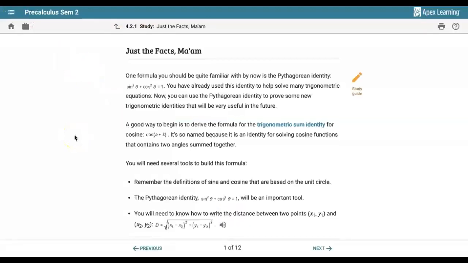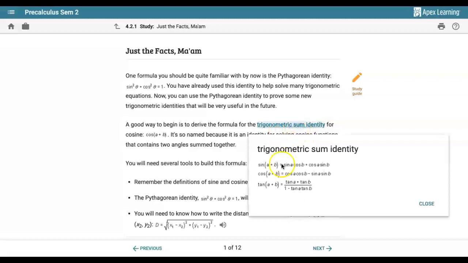Looking at this, obviously we are familiar with that first Pythagorean identity, and we found it really useful, especially with our proofs. But another good thing we can do is use this trigonometric sum identity. What that looks like is, if I have cosine or sine or tangent of a plus b, it can give us a value of another identity.